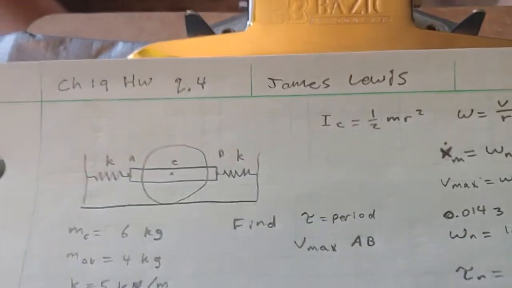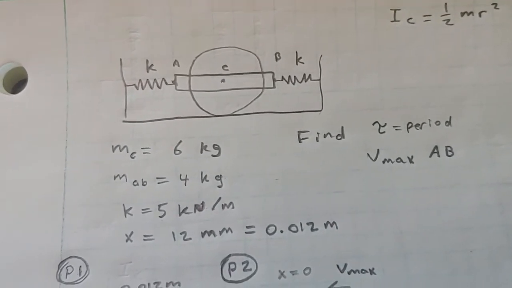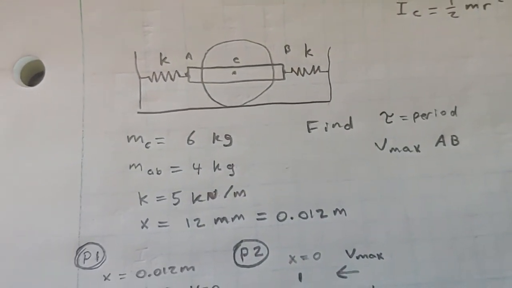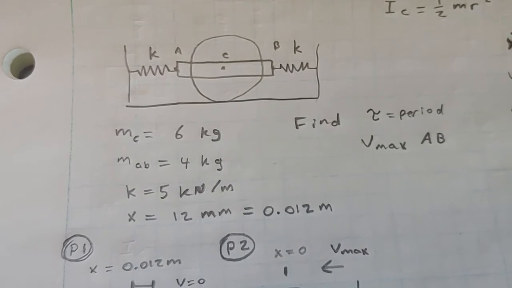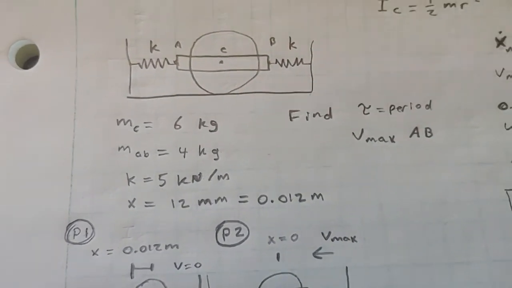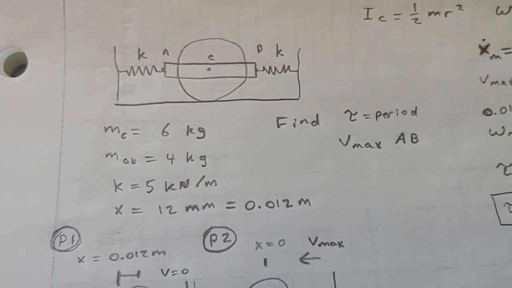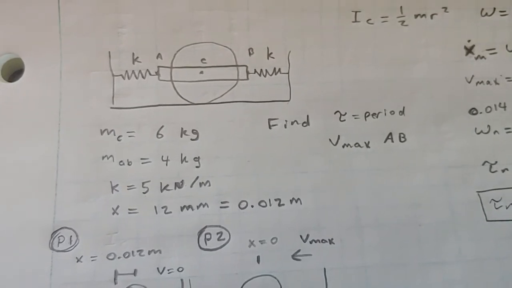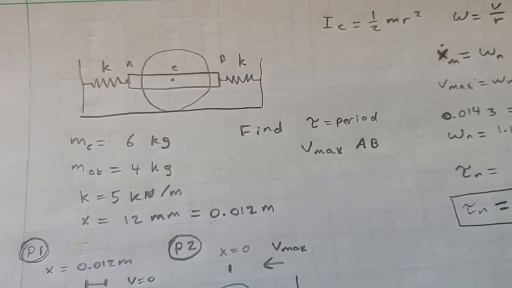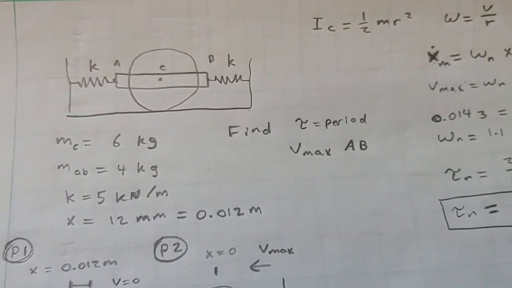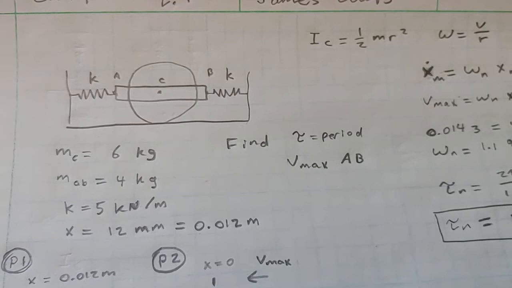So we've got our K constants on both sides, so the springs are equal. We have our point A and point B, so our bar AB, and then I just called the uniform cylinder C, even though I know that's the center point, but I just called it C for saving lead, I guess, and time. So we have our mass of C, the cylinder, equal to 6 kilograms, our mass of AB equal to 4 kilograms. The K constant is 5 kilonewtons per meter, and the X distance that is pulled is 12 millimeters, which we're just going to put as 0.012 meters, so that we can have all of our math right.